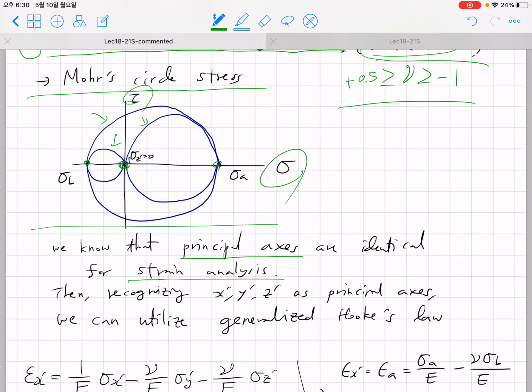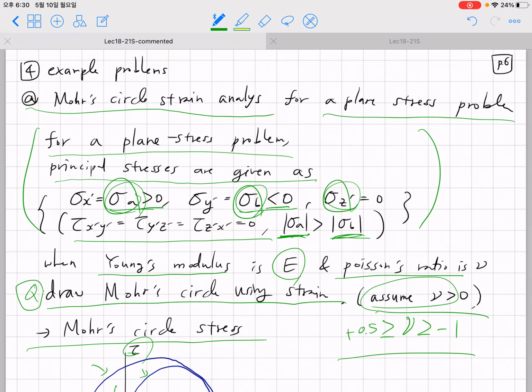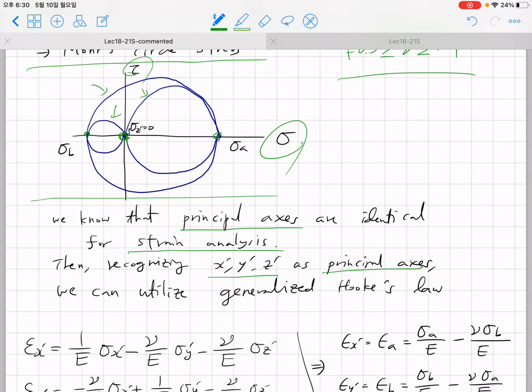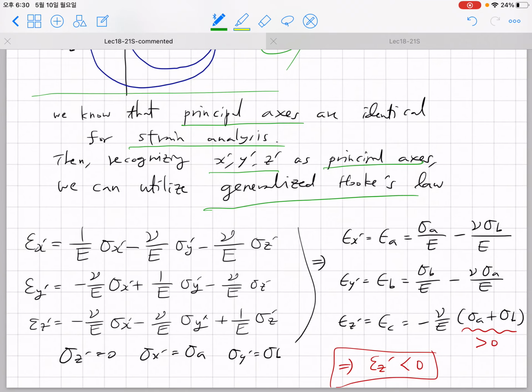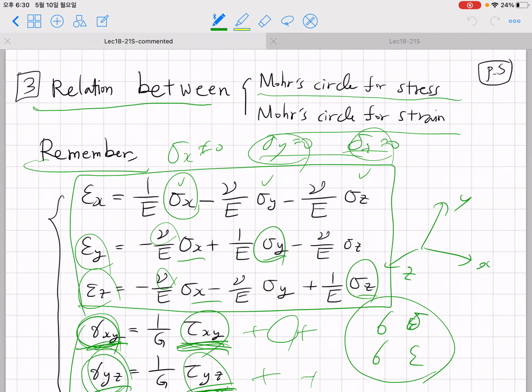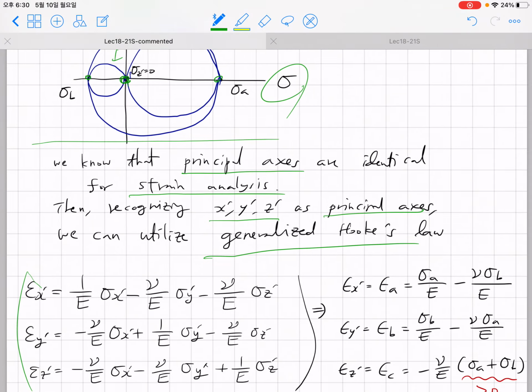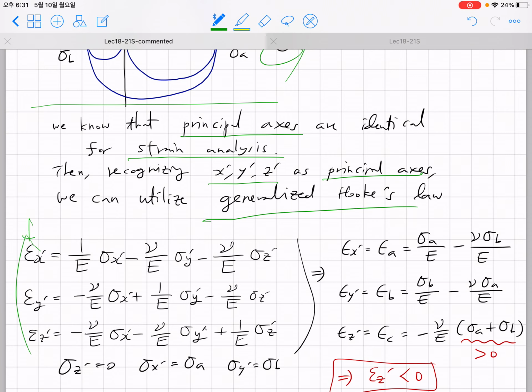So we can recognize that the x prime, y prime, z prime axes, which are given in the original problem, should be the principal axes, and we can simply utilize the generalized Hooke's law. From the generalized Hooke's law, which we wrote on the previous page, we have this relationship between the strain components and normal stress components. If you plug in sigma x prime as sigma A, sigma y prime as sigma B, and sigma z prime as 0, you have the first strain component epsilon A written this way, the second strain component epsilon B written this way, and the third strain component epsilon z prime written as this.